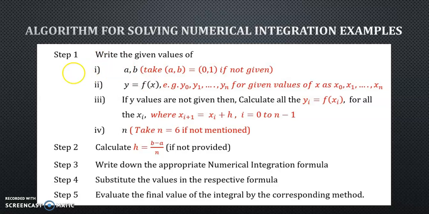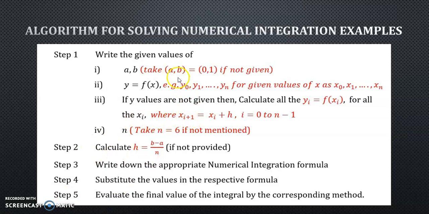Now third, if y values are not given, let me go back. Suppose y values are given, then you can denote these y values as y0, y1, etc. up to yn. Suppose y values are not given, then we need to calculate all the yi, that is equal to f(xi), using the xi values. Again, suppose x values are given, you can just calculate the y values using the function. Suppose x is not given, then what do we do?